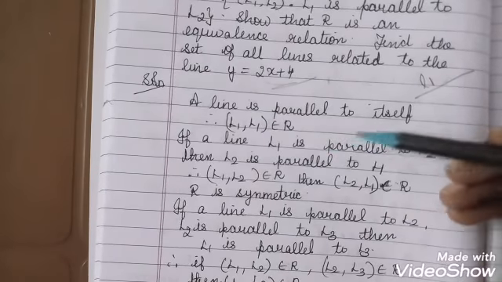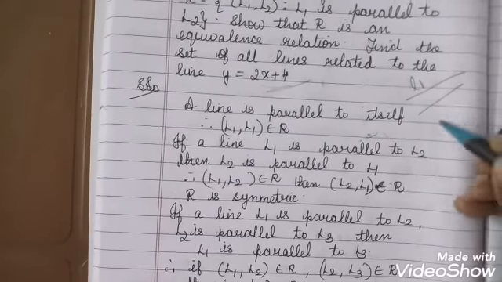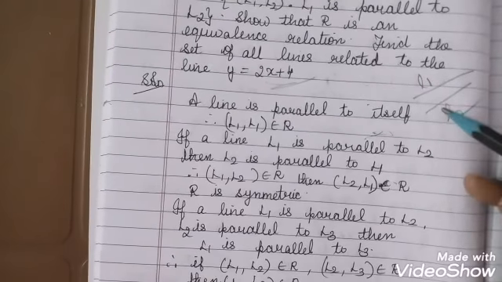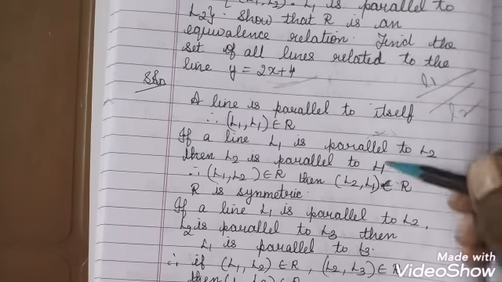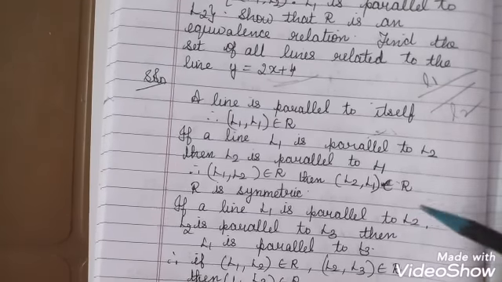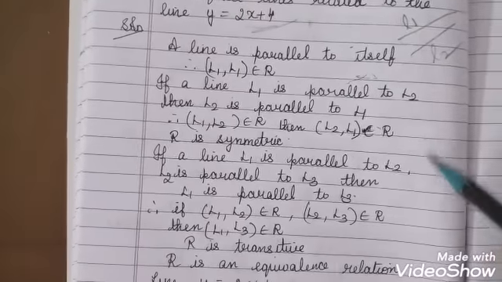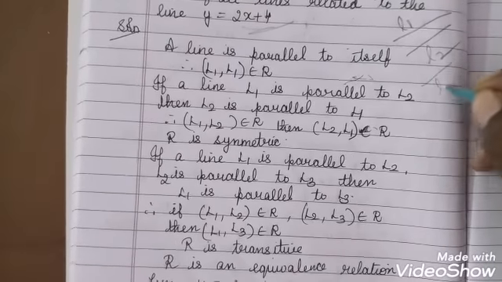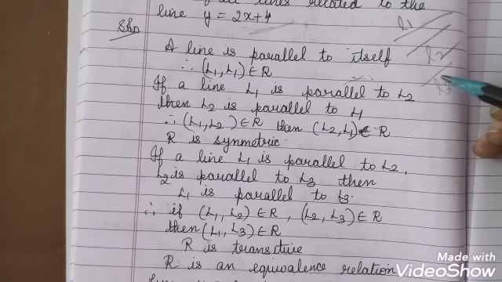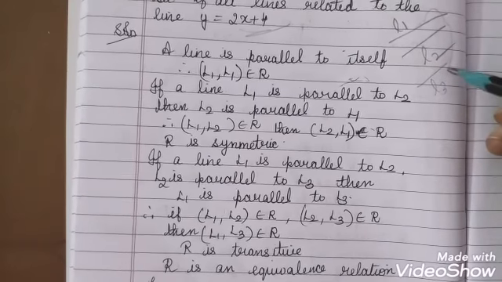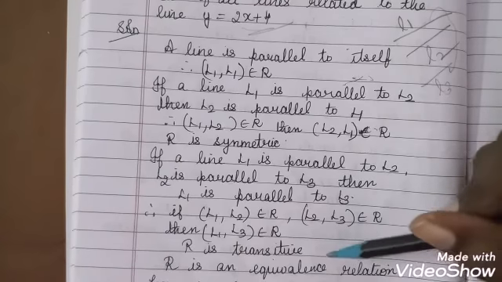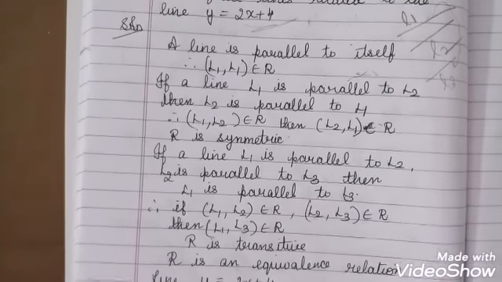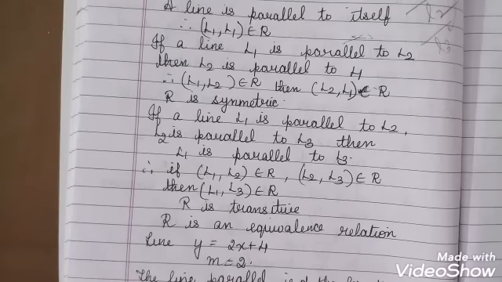Now if a line L1 is parallel to L2, it also means that L2 is parallel to L1. Therefore, it is said to be symmetric also. The next one: if L1 is parallel to L2 and L2 is parallel to L3, then automatically I can say that L1 is also parallel to L3. Therefore, what can I say? R is said to be transitive, and thus R is said to be an equivalence relation.